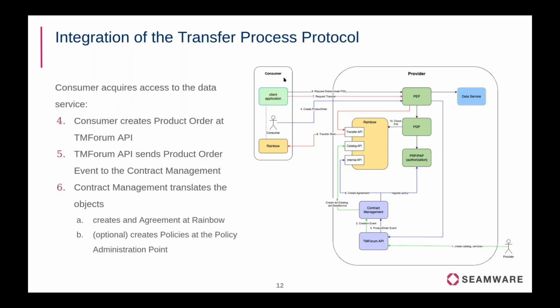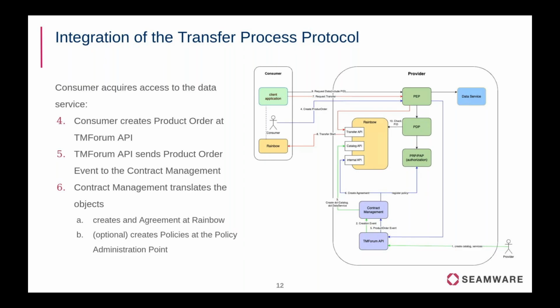Okay, once this is done, we essentially have an object available inside our catalog that a consumer can take a look at. In order to integrate the transfer process protocol, we now have to find a way to create an agreement. And as I already mentioned, at the current state, we only support the catalog and the transfer process protocol. So we need to essentially use the FIWARE Data Space Connector way to get to an agreement and to buy access to the service. This happens by a consumer creating a product order through the TMForum API.